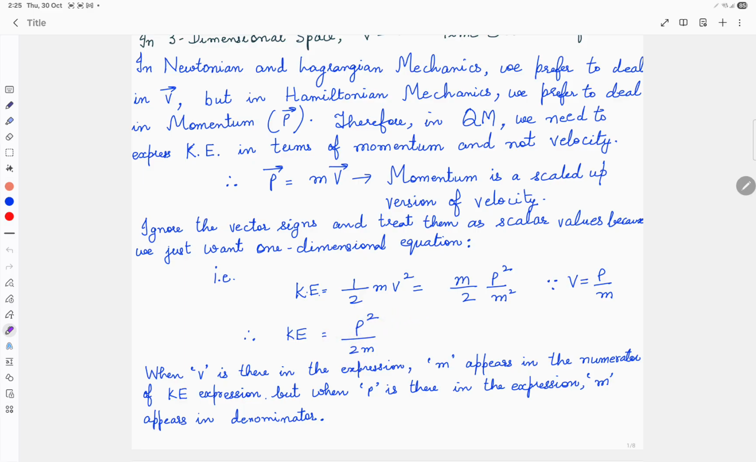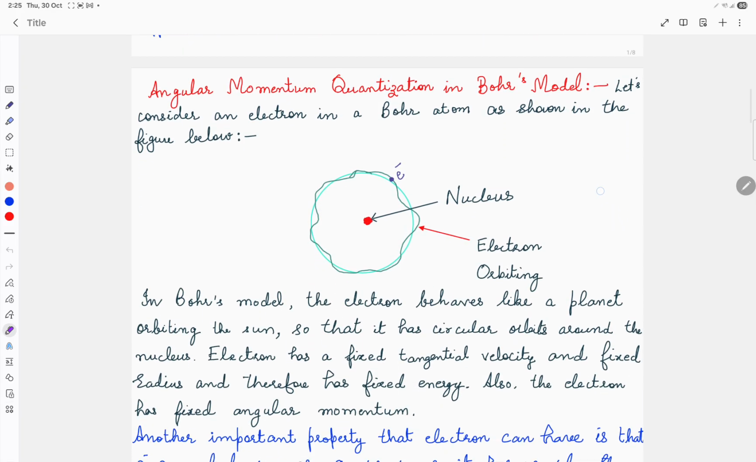Just an observation here: when the kinetic energy is expressed in terms of the velocity, the mass comes in the numerator, whereas if the kinetic energy is expressed in terms of momentum, mass comes in the denominator. So this is just an observation I am making here.